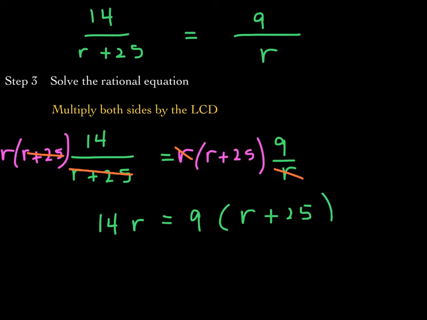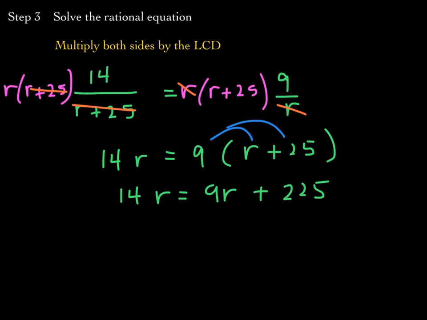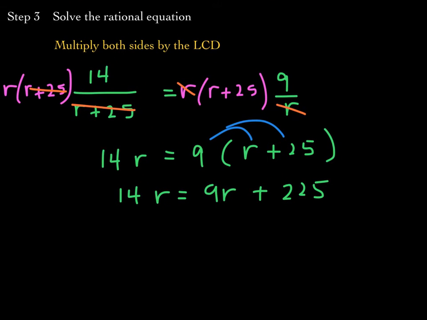Let's go ahead and distribute this 9 here, which will give you 14r is equal to 9r plus 225. Let's move this down a little bit. So what you would get next is 5r is equal to 225. That is to say, after you divide both sides by 5, you would get r equals 45.